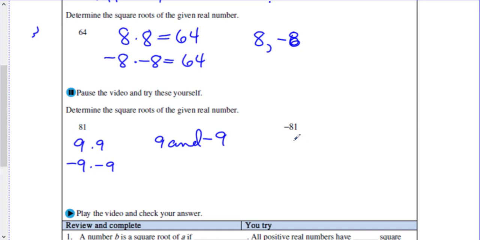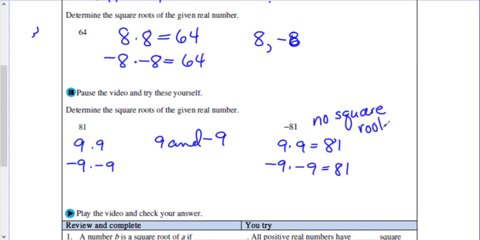Now negative 81. Now I'm trying to take a number and multiply it times itself to get this ending number. If I took 9 times 9, I'm getting positive 81. If I do negative 9 times negative 9, I'm also getting positive 81. That's what we just did. There's no way I can take a number and multiply it times itself and get a negative number. So this one has no square roots because it's negative. And we'll be talking more about that as we move through the chapter.